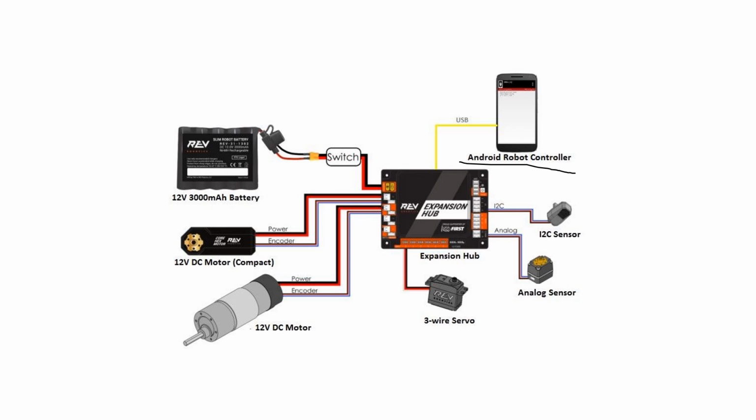This Android phone is connected to the expansion hub with wires, and this expansion hub has all sorts of other devices connected to it, such as the battery or the motors or the servos or the sensors.